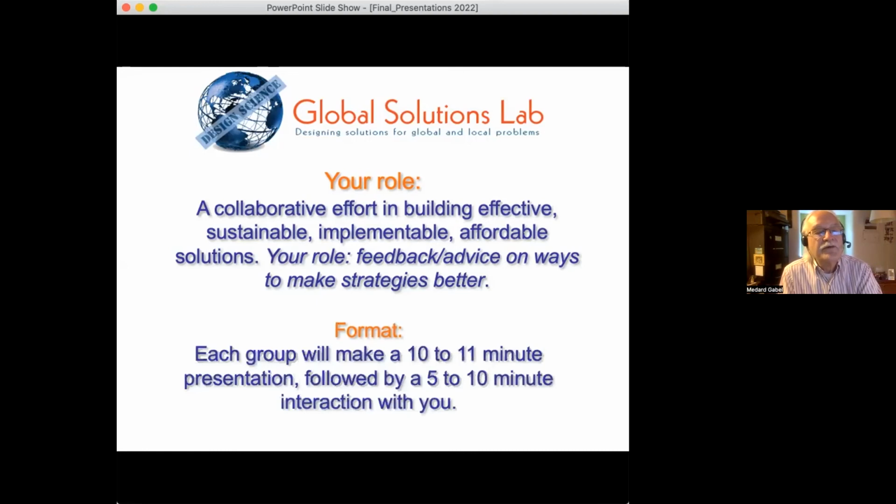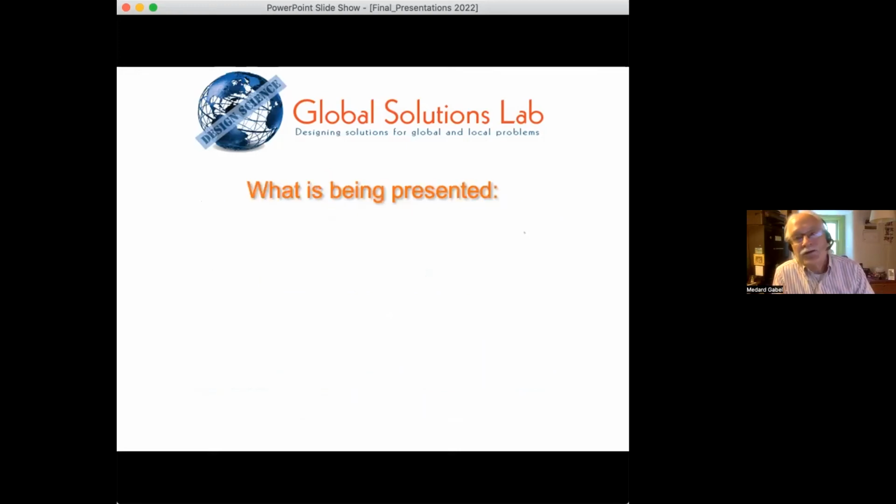The format: each group is going to make a 10 to 11-minute presentation followed by a 5 to 10-minute interaction with you. Each team is going to have about 15 minutes from their presentation and your feedback, and then we'll move on to the next team. There are 6 teams total, 2 dealing with climate change and 4 dealing with energy. You'll see the names shortly.